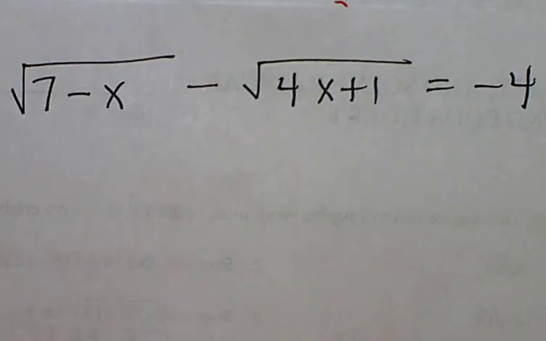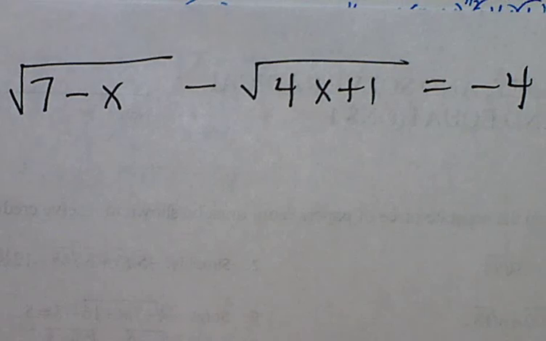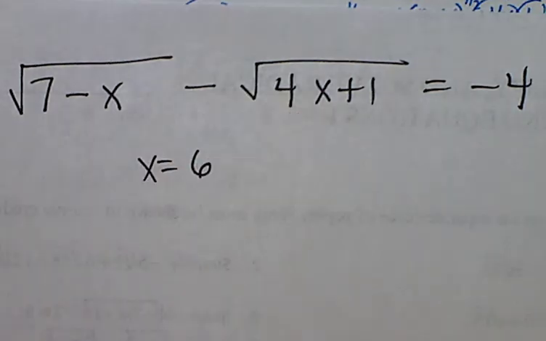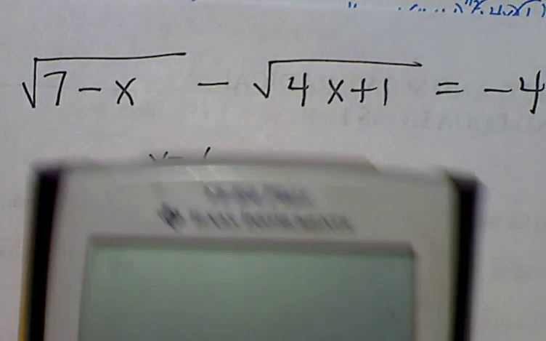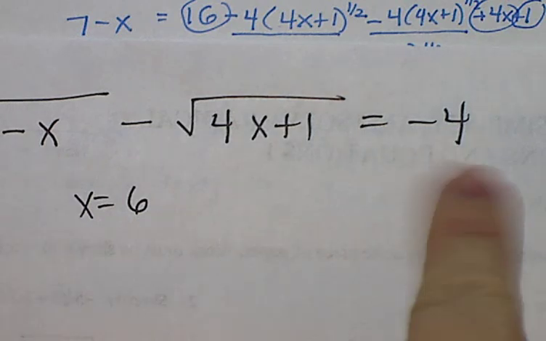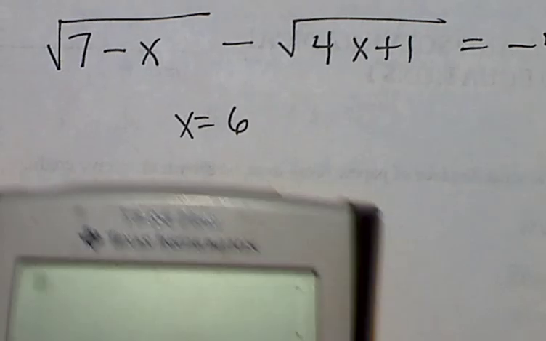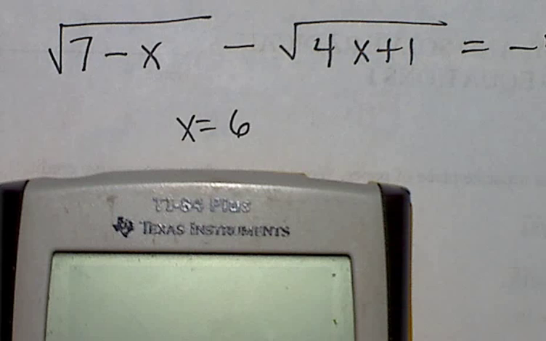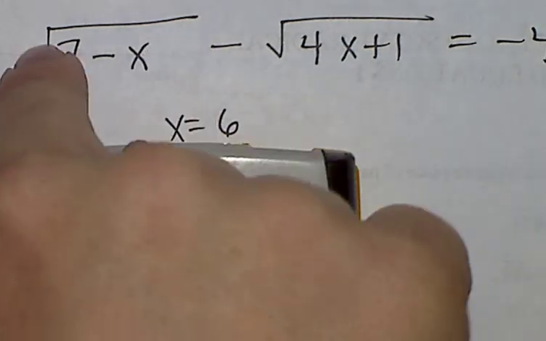Let's write down the original problem. Here's the original problem. So we are going to, together, try the answer of 6. Okay, you ready? You are going to follow this along with me. We're going to show the least amount of work as possible and still check to see when I substitute in 6 for x, do I get a final answer of negative 4? Okay, so instead of using the square root key, I'm going to raise this to the power of not 2, but the power of 1 half.